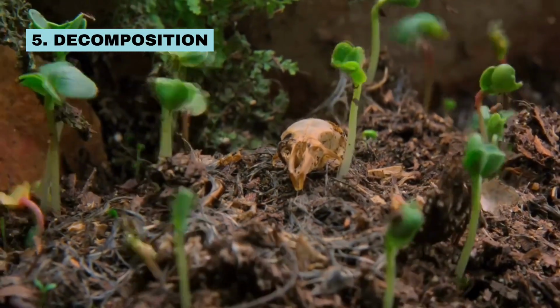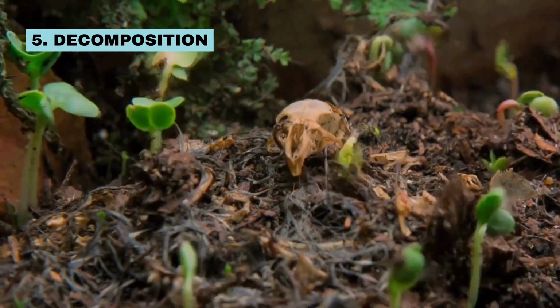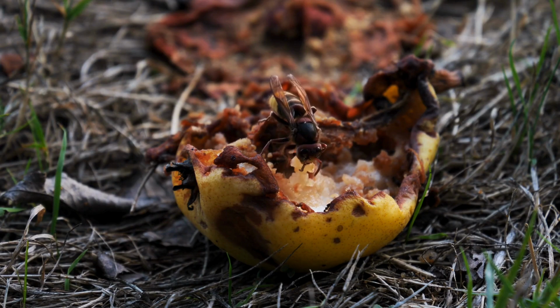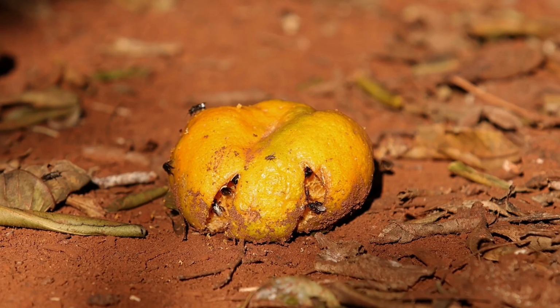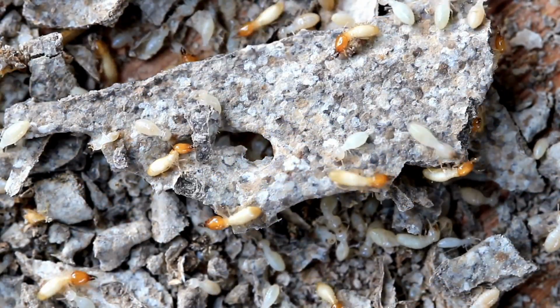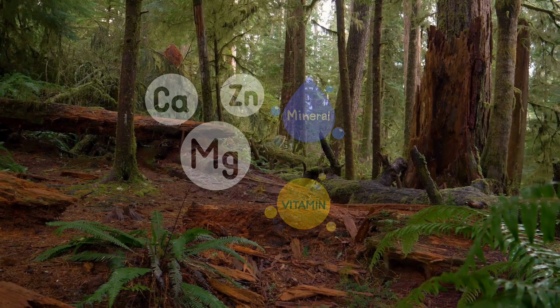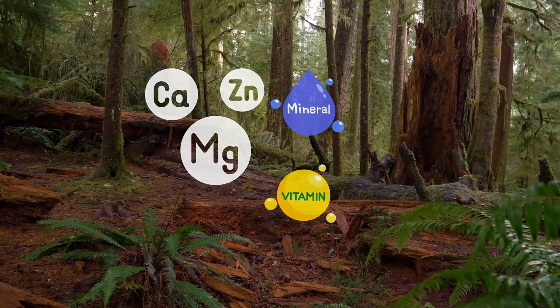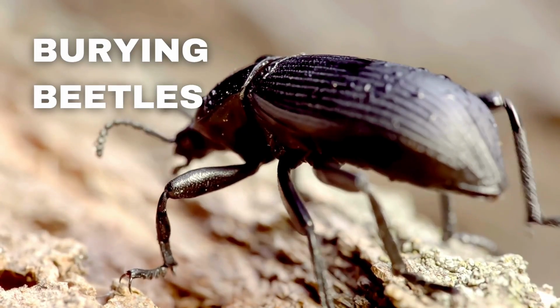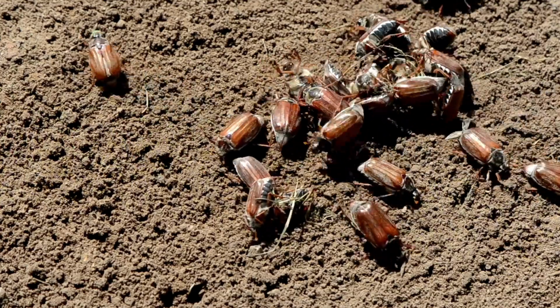Decomposers break down dead organic matter, recycling nutrients back into the ecosystem. While bacteria and fungi do much of this work, animals play a crucial role too. Termites in tropical forests can consume up to half of all dead wood, releasing nutrients that would otherwise be locked up for decades. Burying beetles are fascinating decomposers that bury small animal carcasses underground.